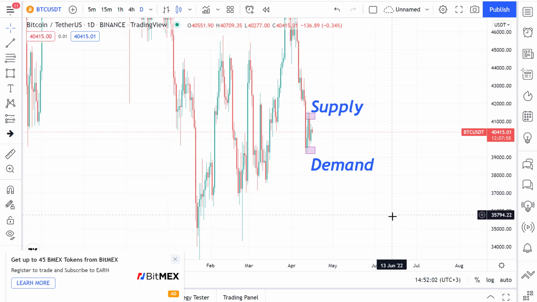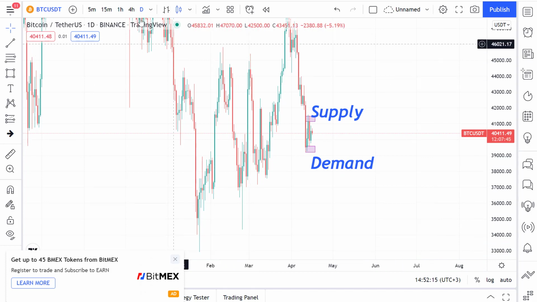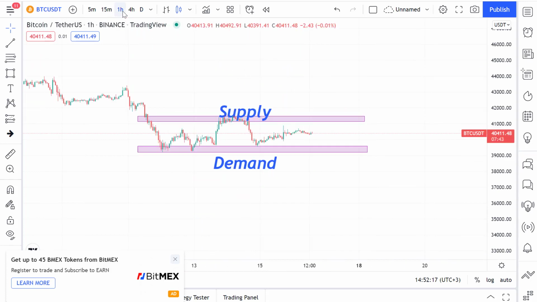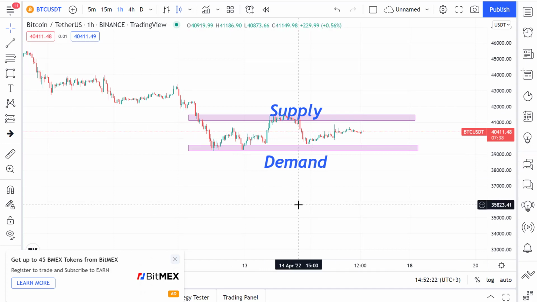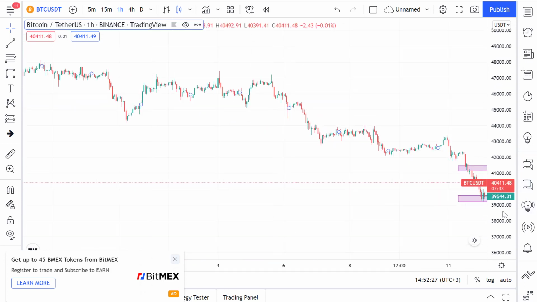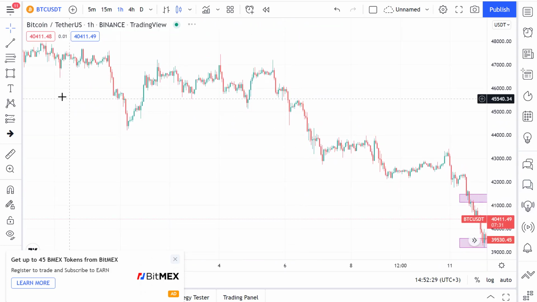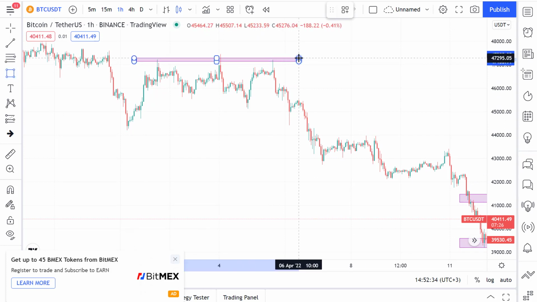Yeah, the other demand zone is 37, as I told you, 37,500. And the other one, this zone is 37,000. And the other zone, which is maybe 35,000 and 32 and maybe 30. All right, these are the zones for Bitcoin which you can wait for to see that this supply and demand zone work or not.